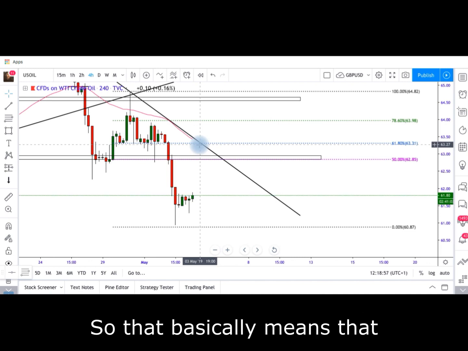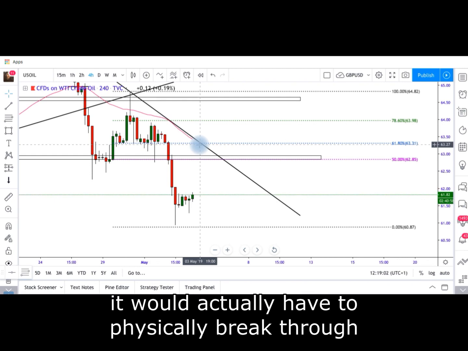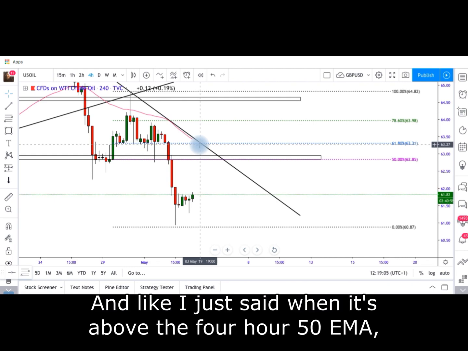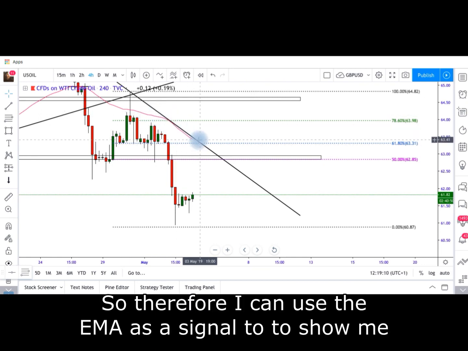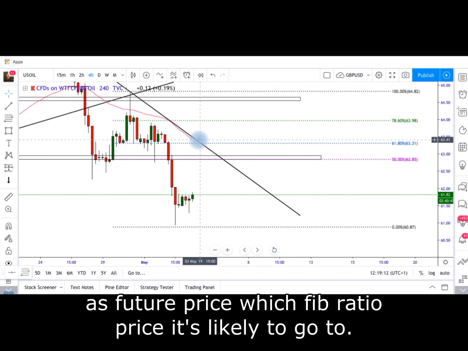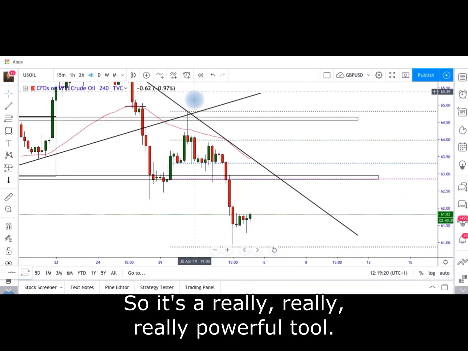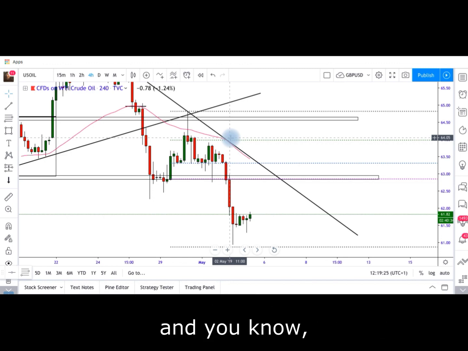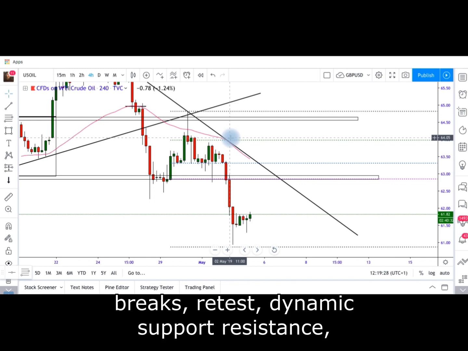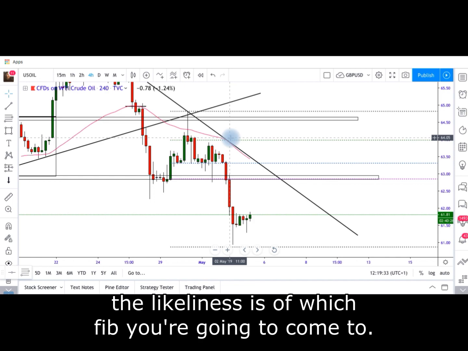So that basically means that for price to go up to the 61.8 and the 78.6, it would actually have to physically break through the 4-hour 50 EMA. And like I just said, when it's above the 4-hour 50 EMA, it then becomes bullish. So therefore, I can use the EMA as a signal to show me as future price which fib ratio price is likely to go to, just simply by looking at the EMA, if that makes sense. So it's a really, really, really powerful tool. It works in multiple different ways. Breaks, retest, dynamic support, resistance, and it can be used as a measuring tool to tell you the likeliness of which fib you're going to come to.